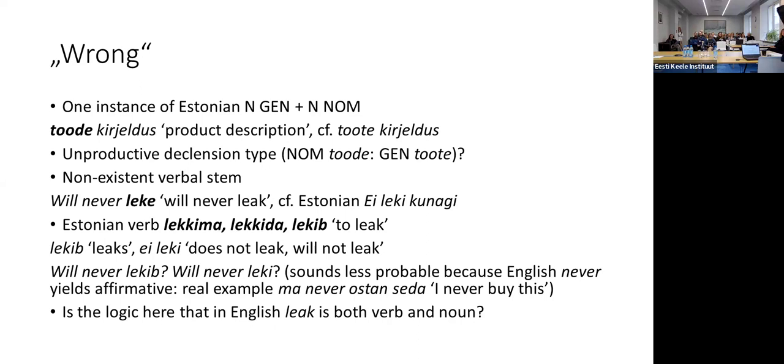"Will never leak." Of course, you can recognize an old Germanic stem, borrowed into Estonian, lekkima. The Estonian verb is lekkima, lekkida, lekib, to leak. "Doesn't leak" is "ei lekki". So "will never lekib", "will never lekki". In the negative, you have the negative particle and just the stem of the verb in Estonian. I think "will never lekke" sounds counterintuitive.